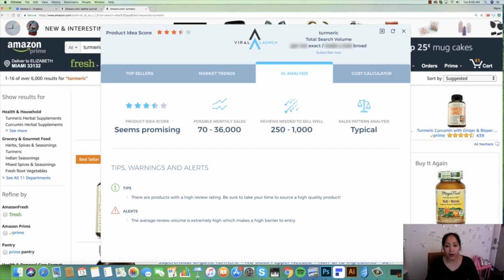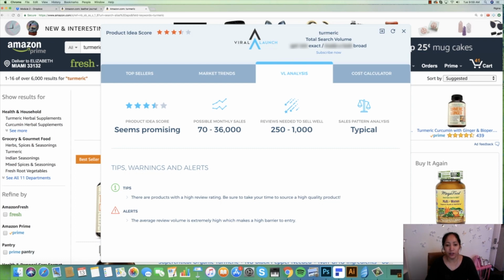You also have what's called the viral launch analysis. It tells you that the product idea score is promising. However, note down here that one of the alerts says the average review volume is extremely high, which makes it a high barrier to entry. So although the idea is promising, you're going to have to dump a bunch of money if you're actually going to jump into this niche, because the tip here says that there are products with a high review rating. So you have to make sure that your product is also quality as well.